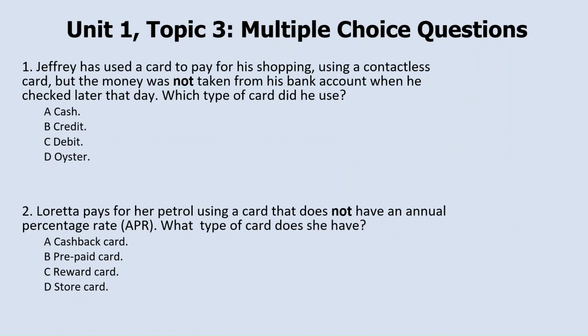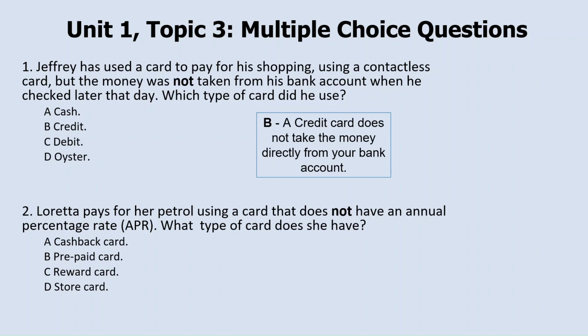So, two multiple choice questions just to double check your knowledge on this topic. Firstly, Jeffrey has used a card to pay for his shopping, using a contactless card, but the money was not taken from his bank account when he checked later that day. Which type of card did he use? Was it A, a cash card, B, a credit card, C, a debit card, or D, an Oyster card?